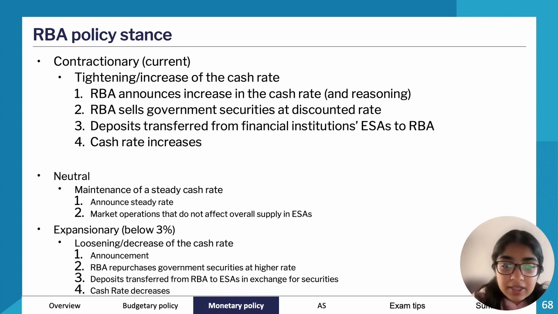So before we talk about transmission mechanisms, the policy stance can also be neutral. So usually it's about 3%, or expansionary is below 3%. So the logic is pretty much the same for all of them. Nothing really changes.